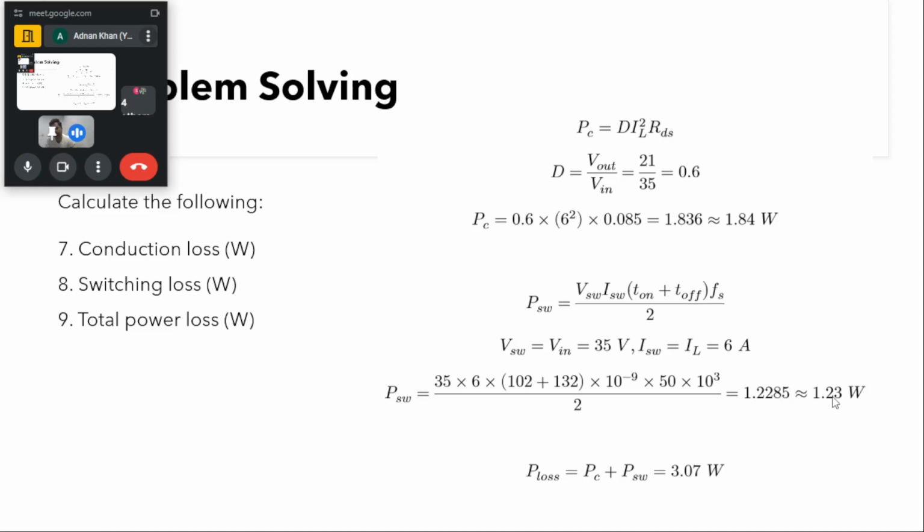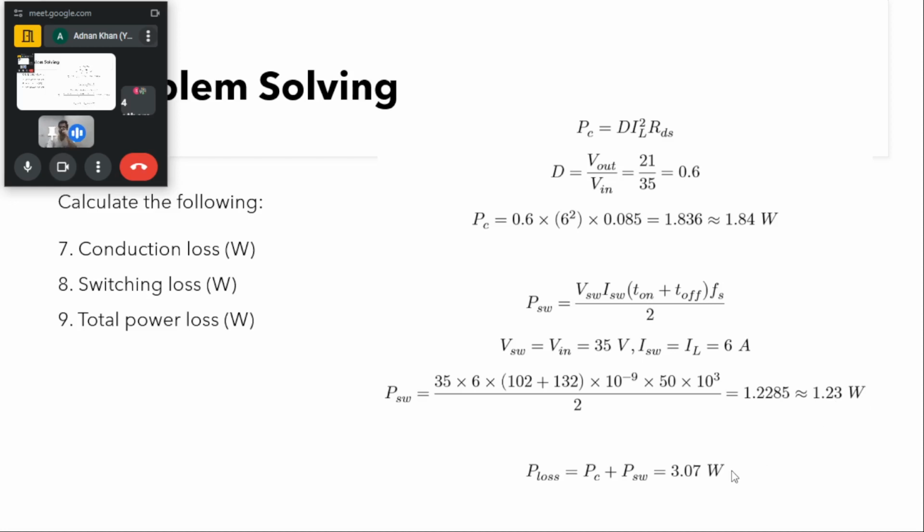That is, if we round off, it will be equal to 1.23 watt. So the total power loss, that was about the switching power loss. And if you want to calculate the total loss, that will be equal to conduction loss plus switching losses, that will be equal to PC, that will be equal to 1.84 plus 1.23, that will come out to be equal to 3.07 watt.